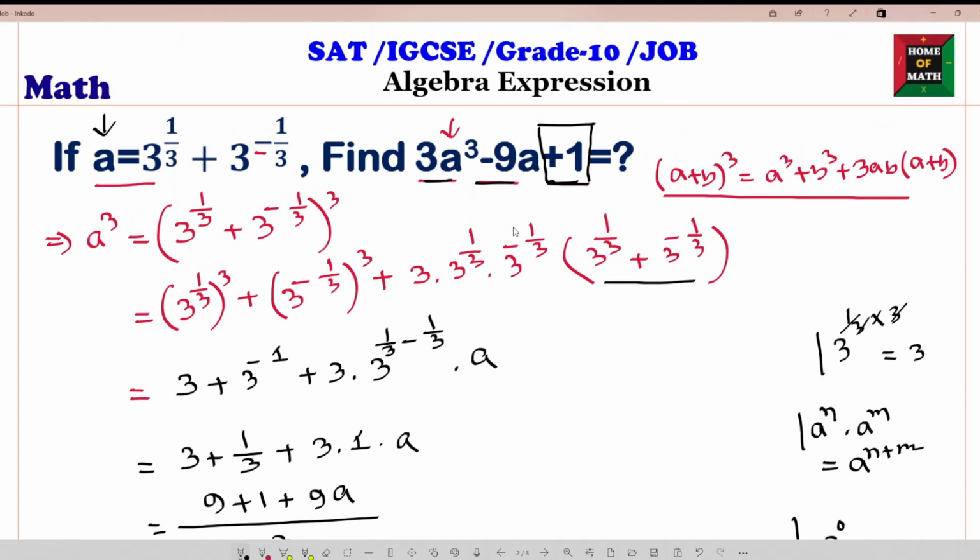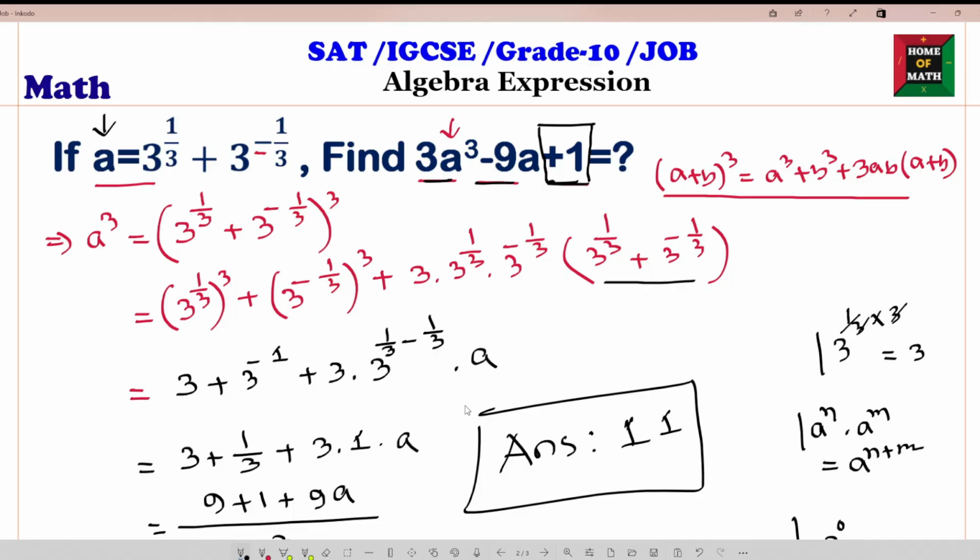So the question was to find 3a cube minus 9a plus 1, and the answer is 11. Very interesting, I hope you cleared this one. This is very important math, especially for jobs, and also for SAT, IGCSE and grade 10, and any kind of competitive examination.